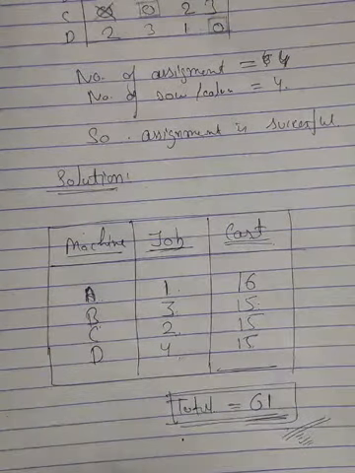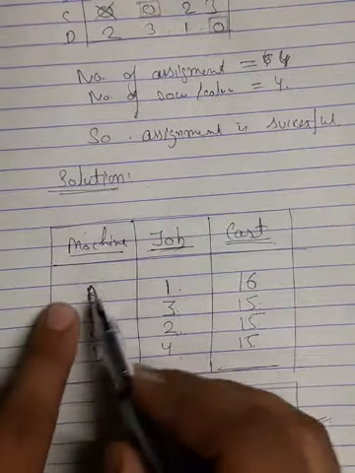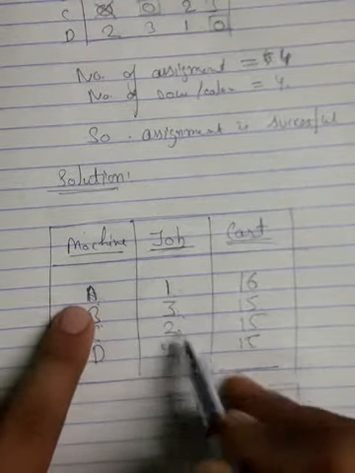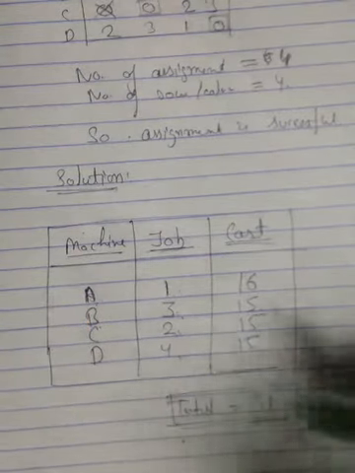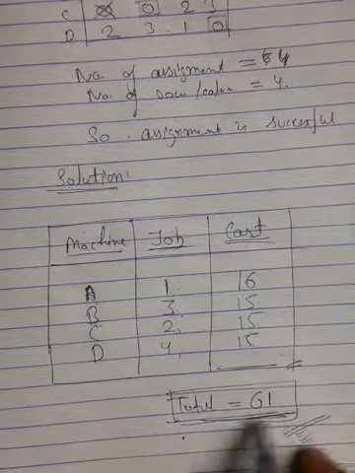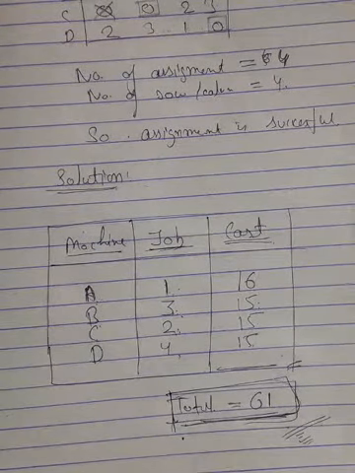One thing more: if you match this answer with the textbook you are following, the job assignment may vary. Suppose for A I got 1, you may get 3, you may get 2, you may get 4. But your total cost, the total maximization, should be the same. So take care of this.